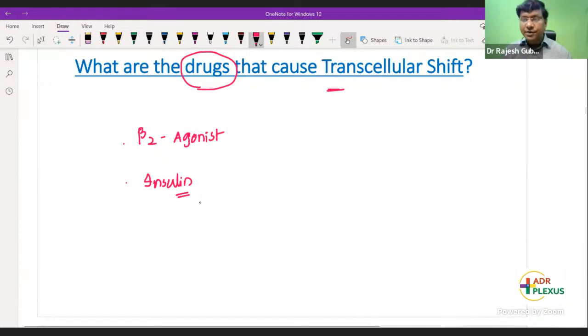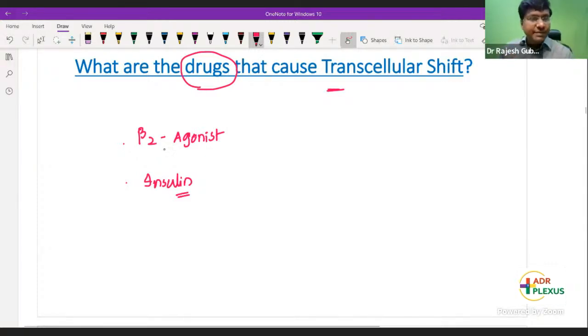Actually, we have discussed one important multiple choice question also in the treatment of hyperkalemia. In the treatment of hyperkalemia, what is the drug of choice? That is your calcium gluconate. But what is the most potent drug, or what is the fastest acting drug which will reduce the potassium level in the body? Very good, Shiba, it is insulin, right?